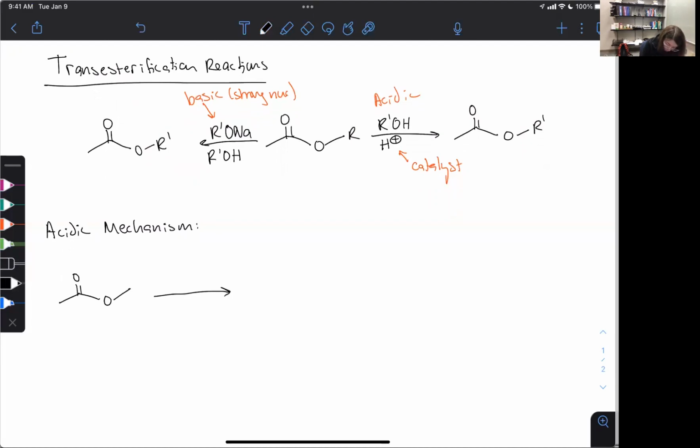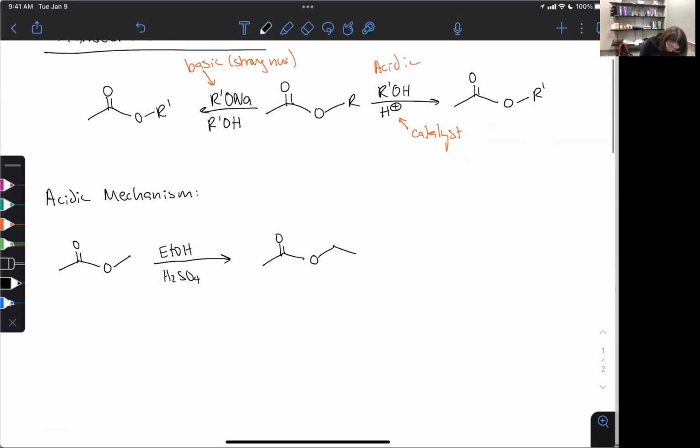So let's just use methanol. Oops, no, methanol. So we're starting out with that. Let's use ethanol and sulfuric acid. Okay, so that is going to transfer out whatever is on this alcohol to over here. So you're going to end up with an O-ethyl ester instead of a methyl ester.